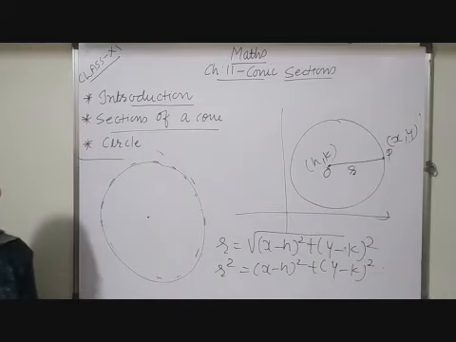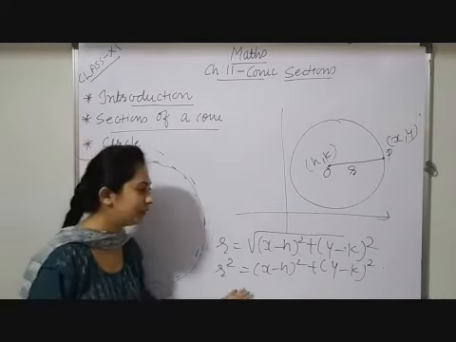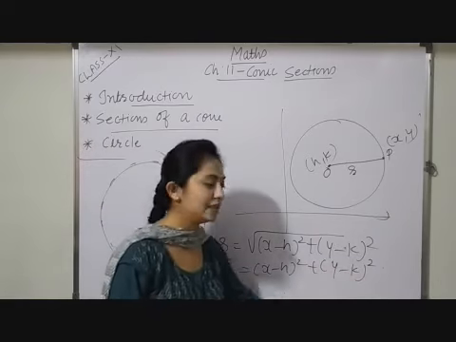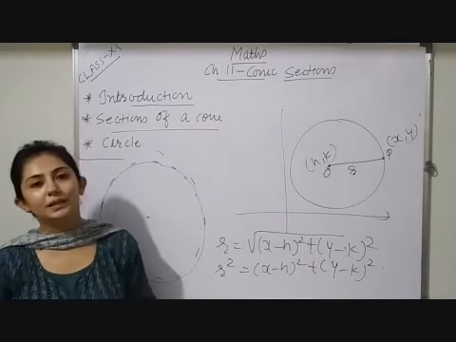which is the general equation of a circle or general form of a circle, where r is the radius and h comma k is the center of the circle. Hope it is understood to you.